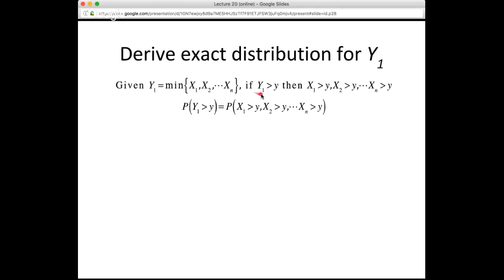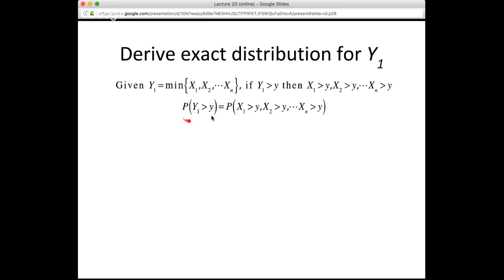We say, hey, if y1 is greater than y, that means that x1, x2 through xn also have to be greater than y. Why is that the case? Because y1 is the smallest of all of those. So if y1 is greater than y, then x1 through xn also have to be greater than y.